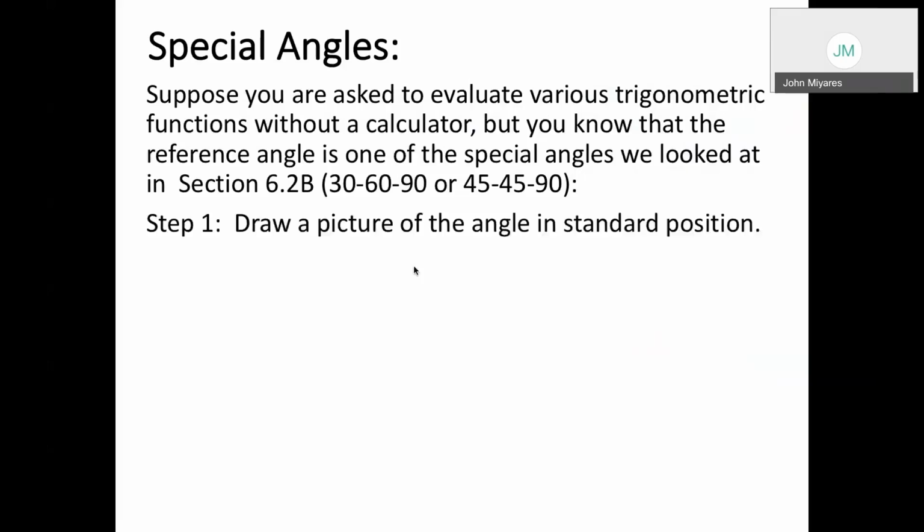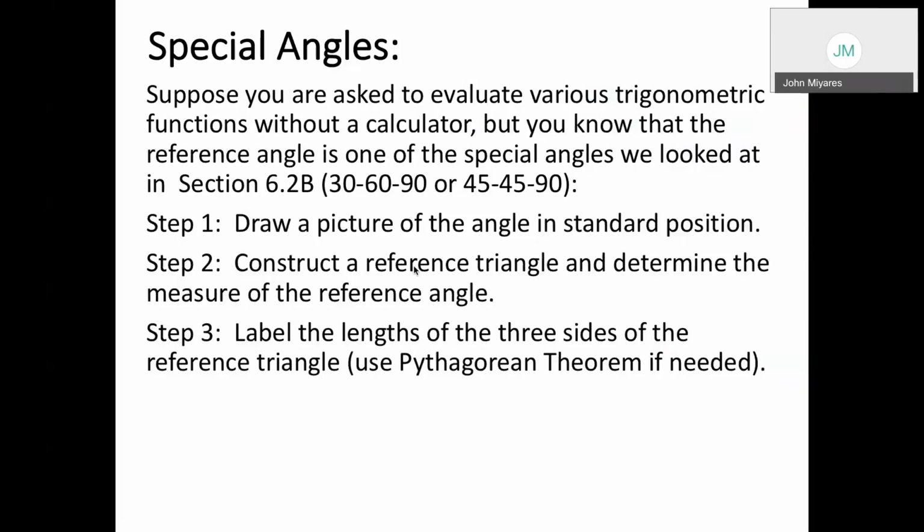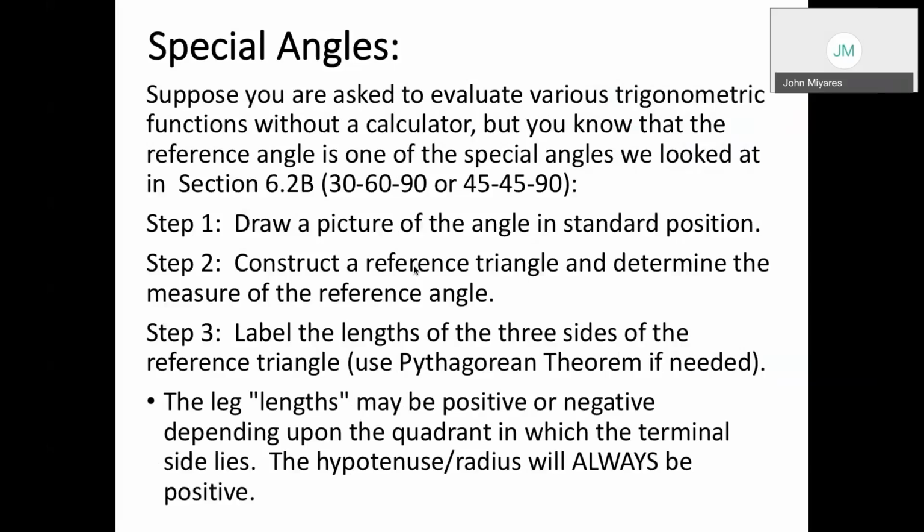To do this, we should first try to draw a picture of the angle in question in standard position, then construct the appropriate reference triangle and determine the measure of the reference angle. We want to label the sides of the reference triangle based on the ratios of the side lengths for these known special triangles. But if you don't remember what they all are, you might be able to use the Pythagorean theorem in order to derive them. The leg lengths could be positive or negative depending upon what quadrant the terminal side of the angle lies in. The hypotenuse, or the radius, will always be positive.